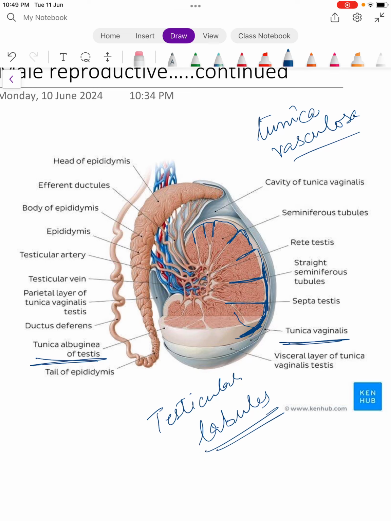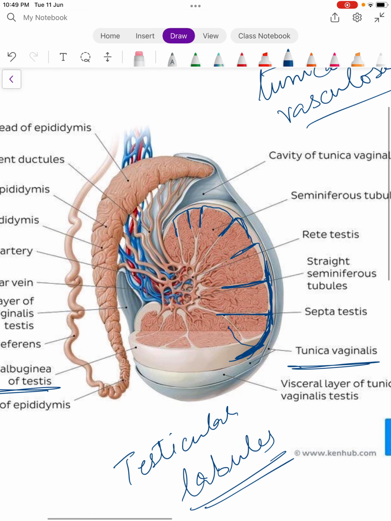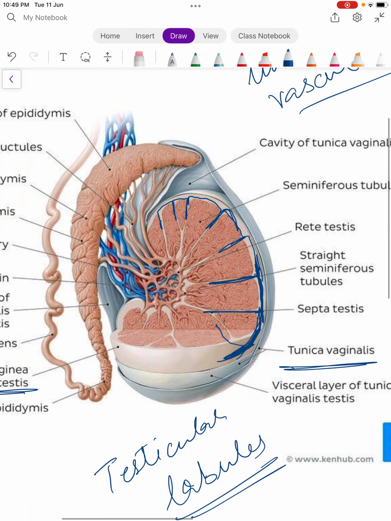So each lobule has 1 to 3 highly coiled seminiferous tubules. So इसको zoom करते हैं and you can see these are the coiled tubes. So these are known as seminiferous tubules, and these tubules are embedded in the connective tissue. Okay, seminiferous tubules open into a network of fine channels called rete testis.